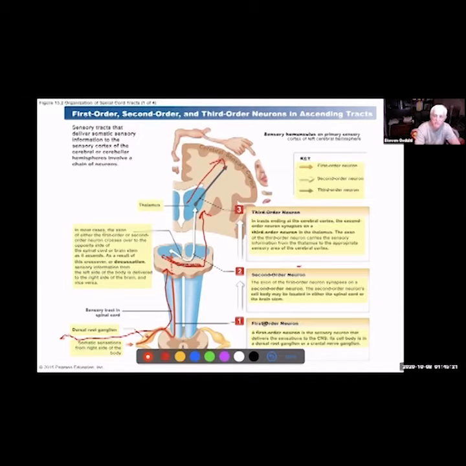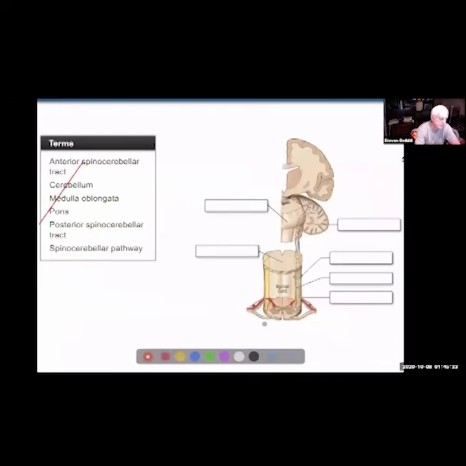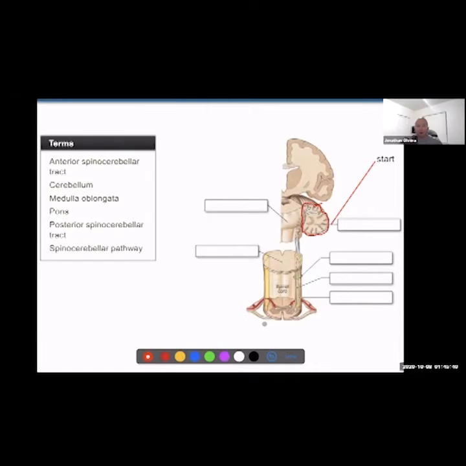So far, so good. All right, let's see what you learned so far. What's that structure pointing to? This mass right here. What part of the brain is that? Cerebellum. Yep, that's the cerebellum, right?